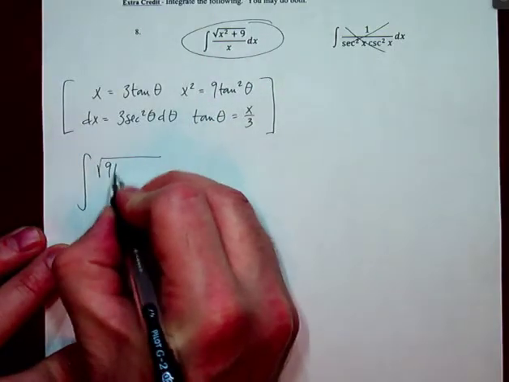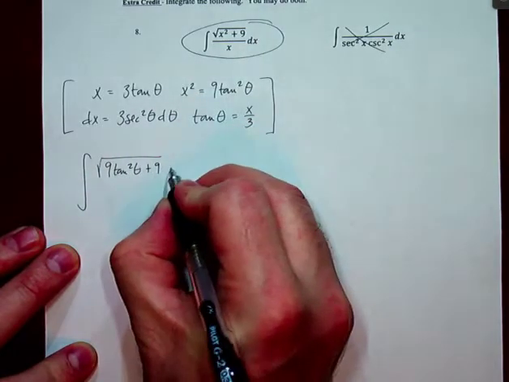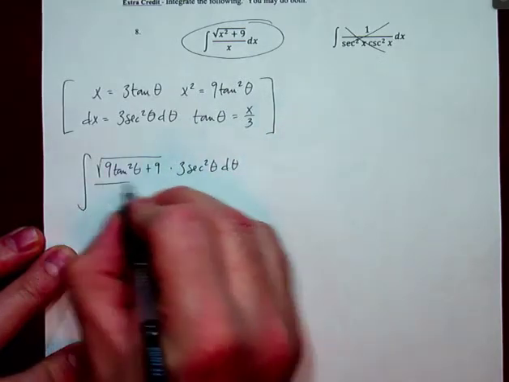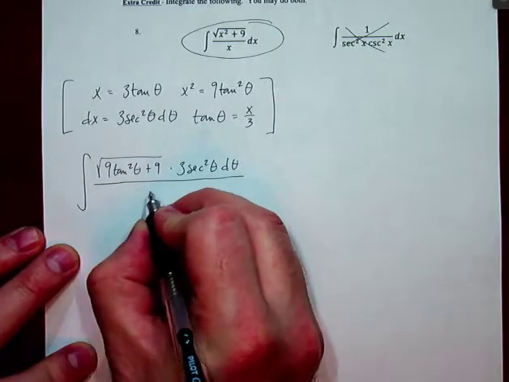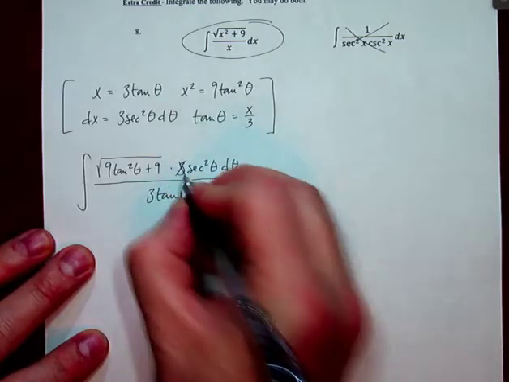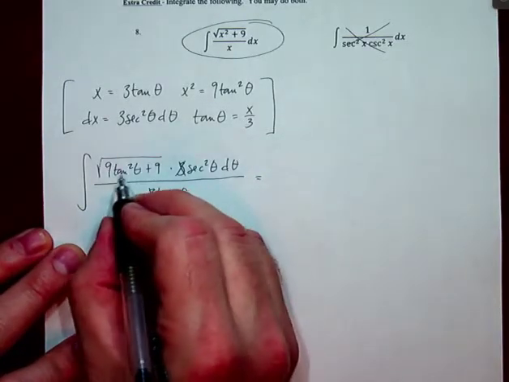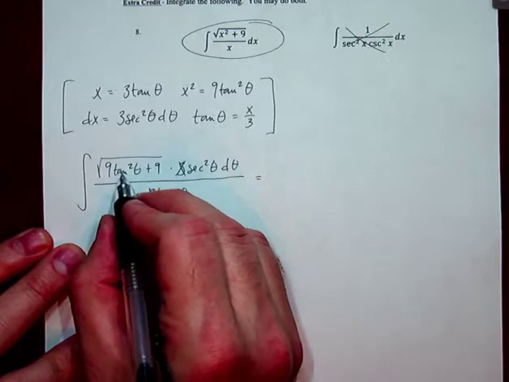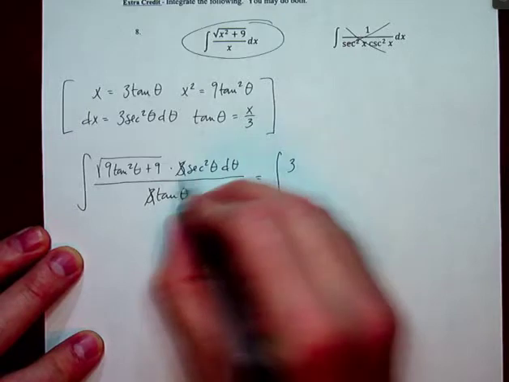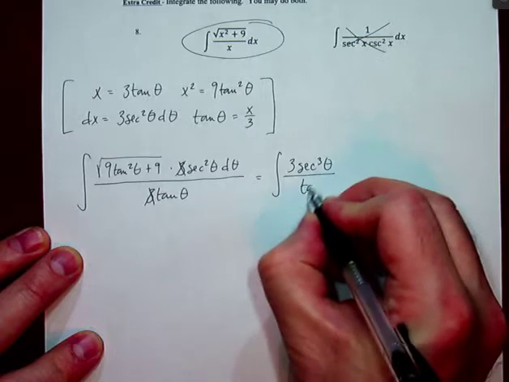So let's go ahead and recreate this integral in terms of theta. We get 9 tangent squared theta plus 9. That's the numerator right here. And then we multiply by dx, and we're going to pop the dx up here in the numerator, and then over x, which is just 3 tangent theta. Now, this 3 and that 3 can go bye-bye. Now this winds up becoming 9 secant squared underneath the radical, and therefore 3 secant. And that 3 secant combines with this secant squared to become 3 secant cubed over tangent.